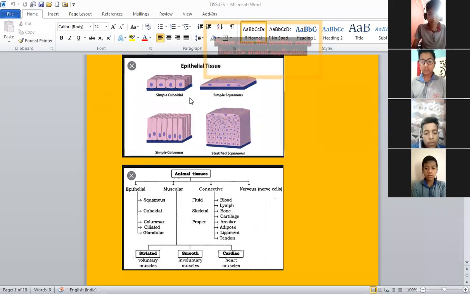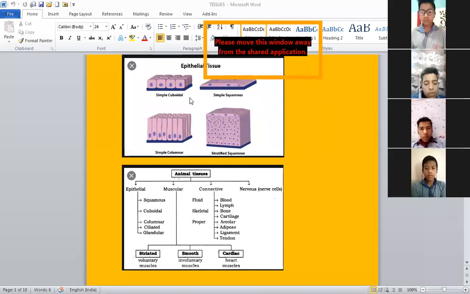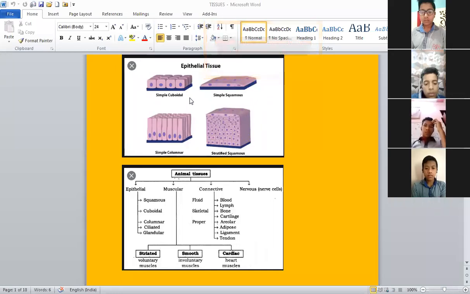First of all, I want to tell you that epithelial tissue is also called epithelium because it forms a continuous layer of cells on the entire body surface, like the plant epidermis. Further, epithelium also forms a barrier and separates the different body systems.